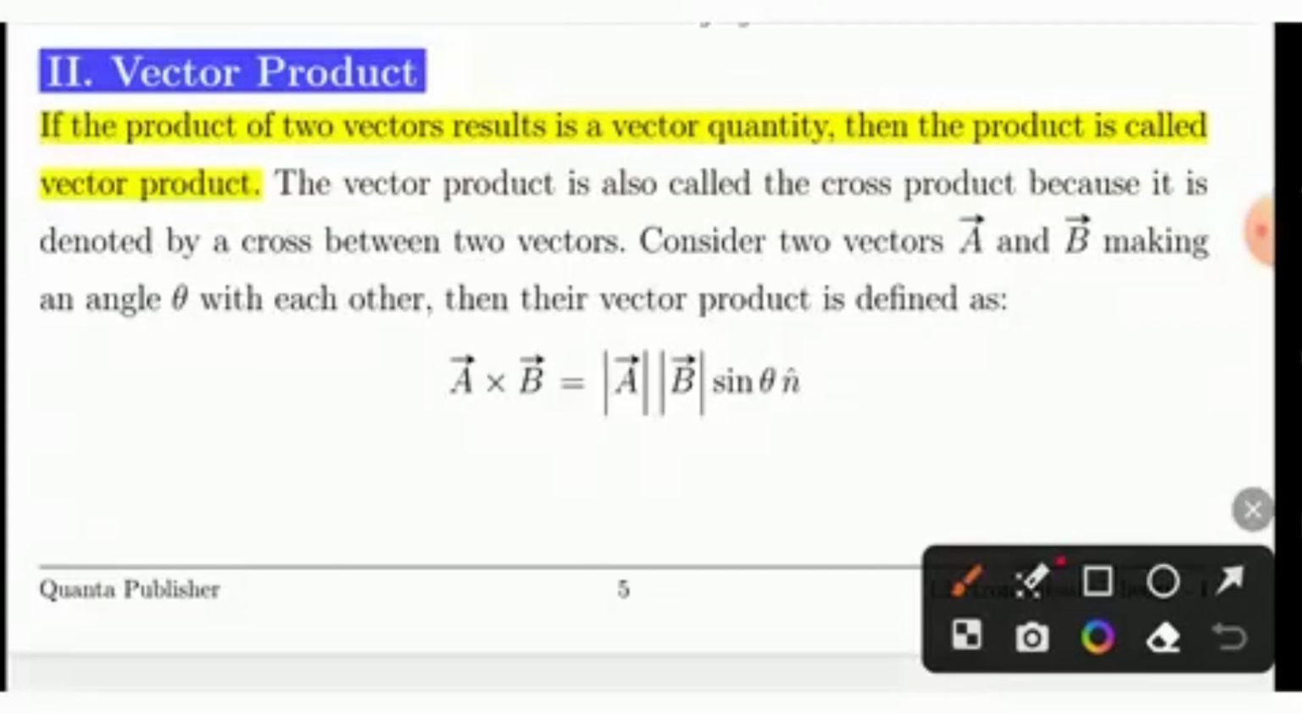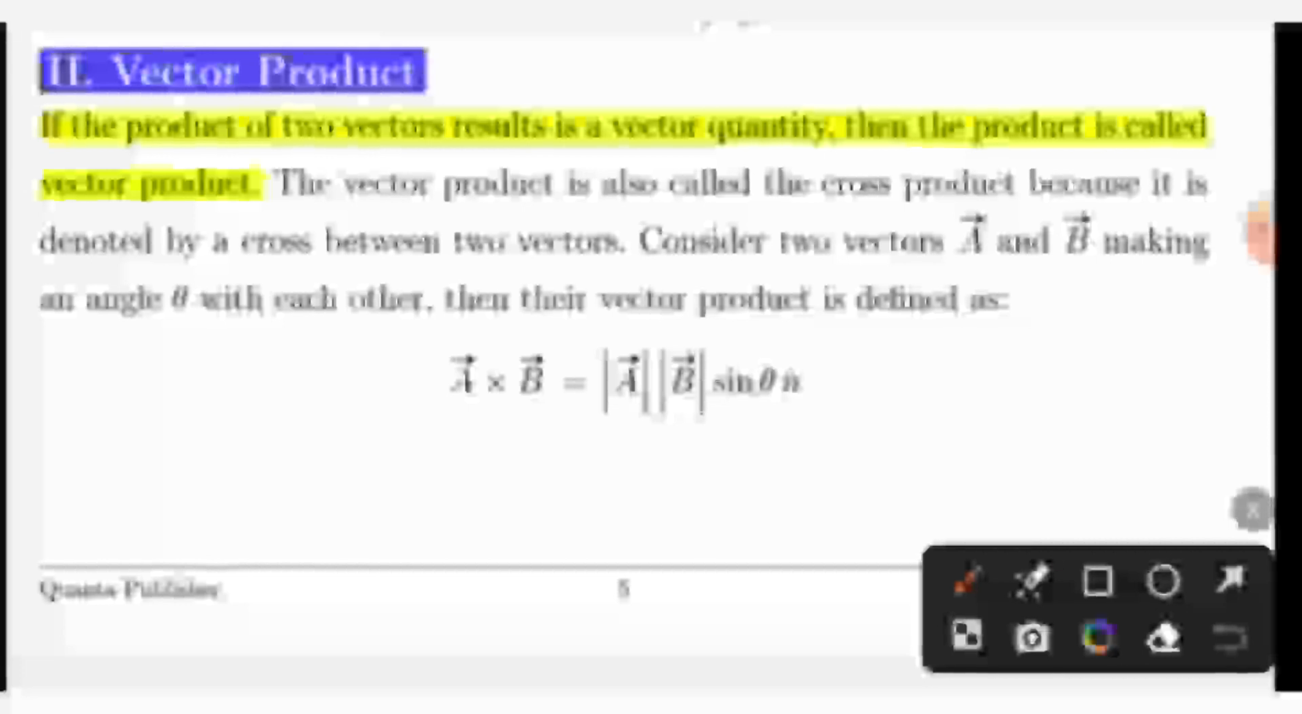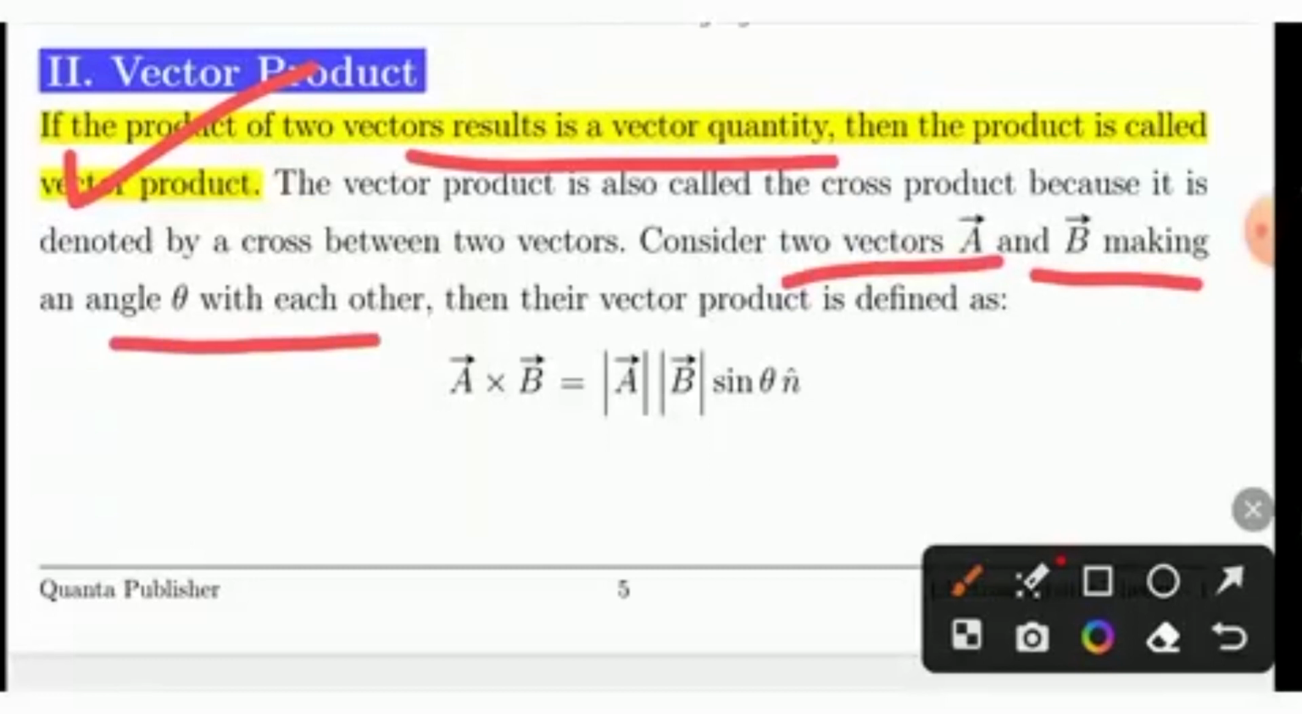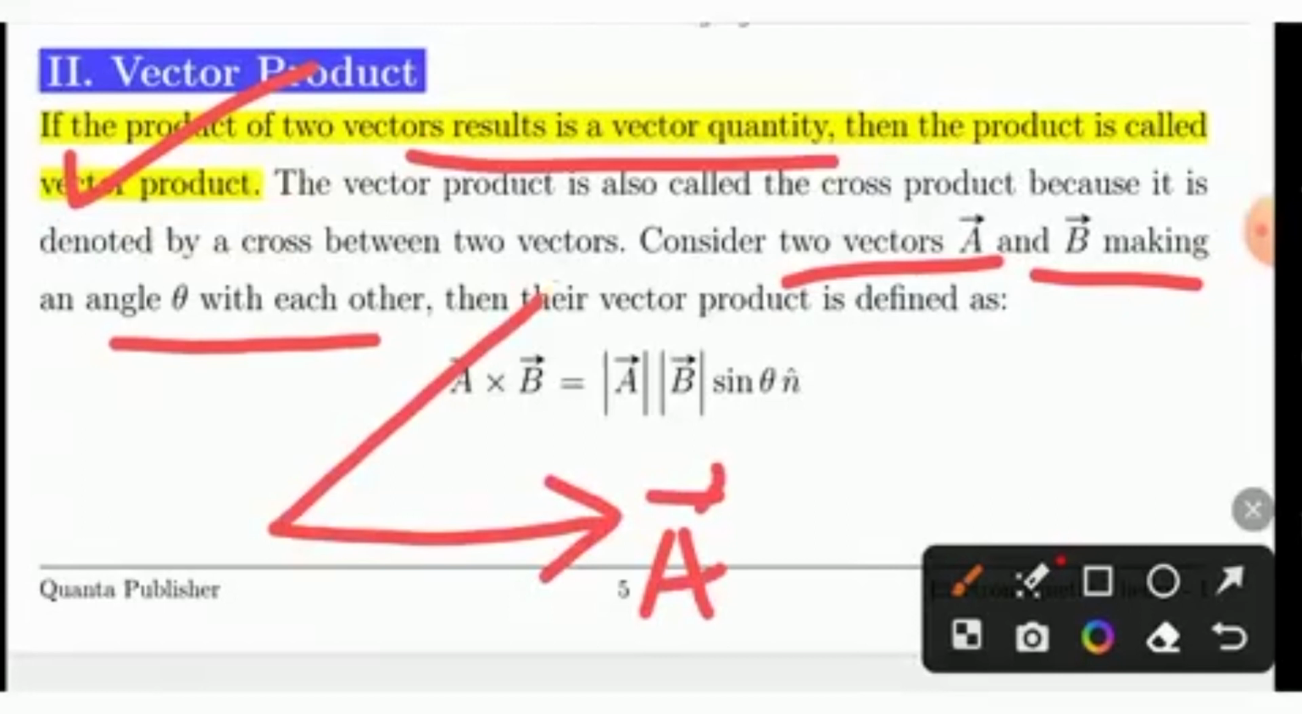But today we see that if the product of two vectors results in a vector quantity, then the product is called the vector product. Let us consider we have two vectors, vector A and vector B, making an angle theta with each other. Just like this, if we take here a vector A, and here is a vector B, this is an angle theta between these two vectors.